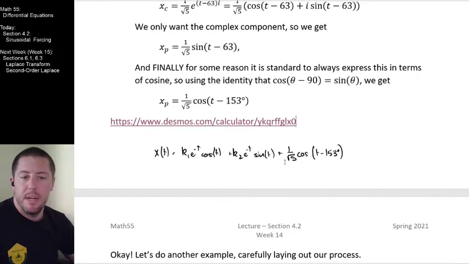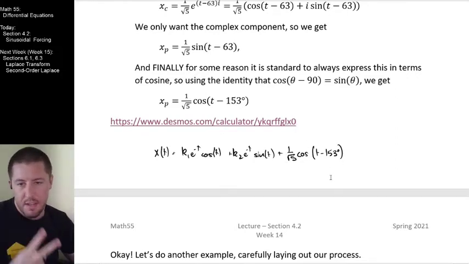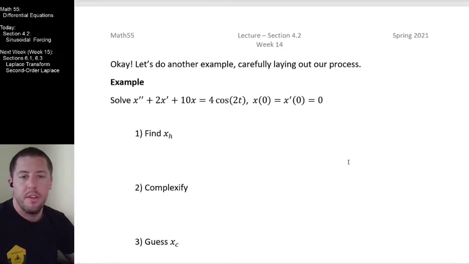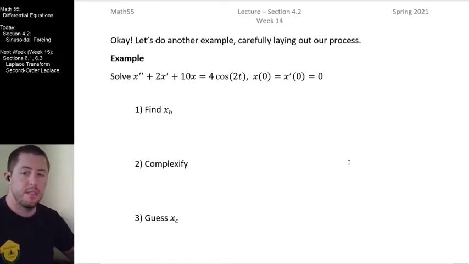It's much, much easier for me to discuss what happens in the long run when my long run function is just one function instead of a sum or difference of two functions. So I think that's that perceived additional benefit that we get right there. So let's do another example.